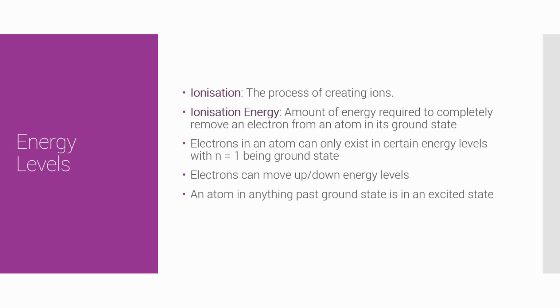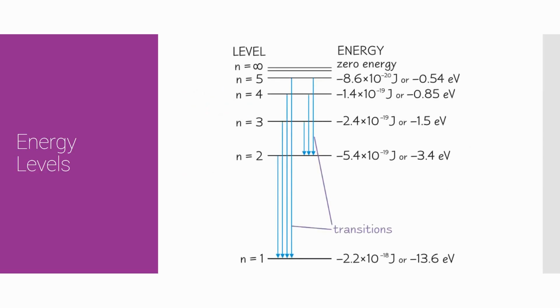An atom in anything past ground state is known as in its excited state. And here we can just see the energy levels and how much energy it takes. Here we have ground level at N1, and you can just see the transition block decreasing as you go higher.